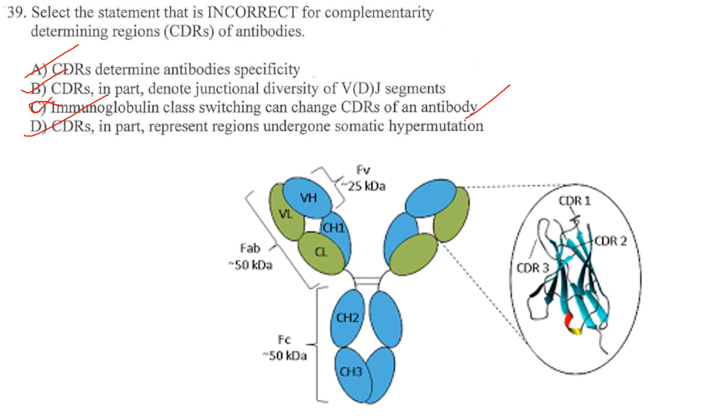CDR is made of both heavy and light chains. So class switching is for heavy chains and not for light chains. So it doesn't change the CDRs of an antibody. Then CDRs in part represent regions undergone somatic hypermutation. That is also correct. So the answer here is option C. They have asked for the incorrect statement. So answer is option C.